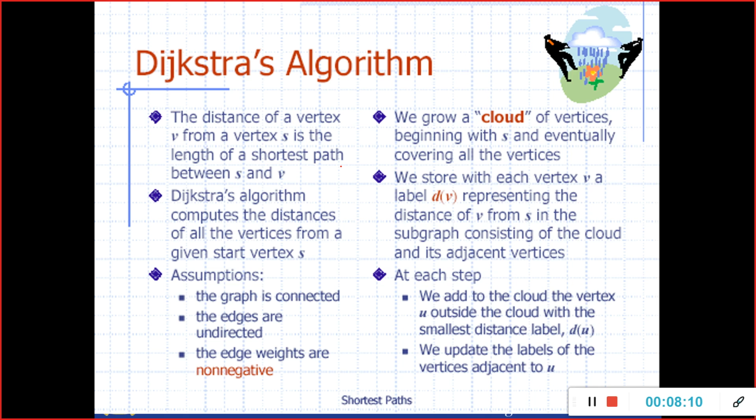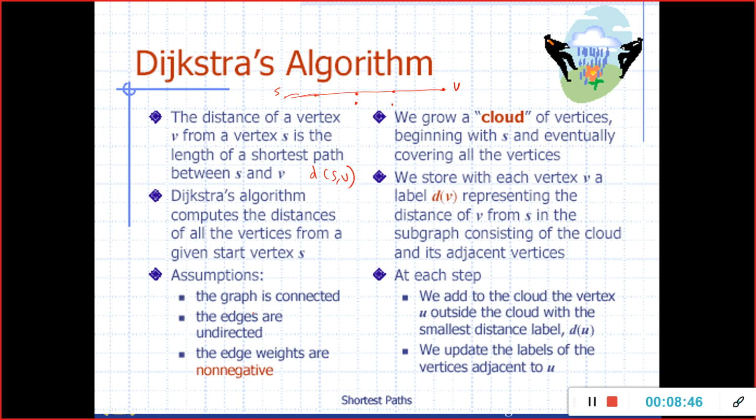Dijkstra's algorithm. The distance of a vertex V from S is the length of the shortest path between S and V. Distance of vertex V from vertex S. So this one is S, and this is V, source and destination. Maybe you have other vertices, but this is the shortest path between S and V. Dijkstra's algorithm computes the distance of all the vertices from a given start vertex S.